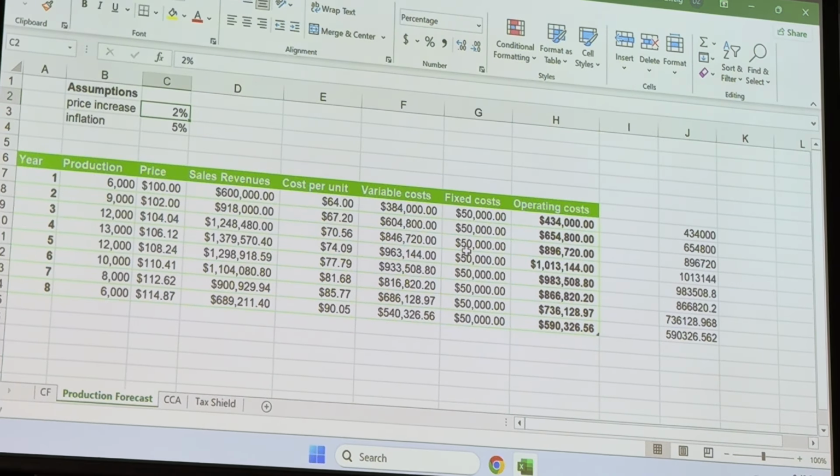Well, you know what? I'm going to have different scenarios. If this is a base case scenario, price increase 2%, inflation 5%, this is the base case. I want to make a worst case scenario. Worst case scenario, price increase 1%, inflation 6%. Then you would have a different value of this project. And then you can have a best case scenario. Price increase 3%, inflation 4%, you can have another value. So what you do eventually, you can have a range of values based on the different scenarios.